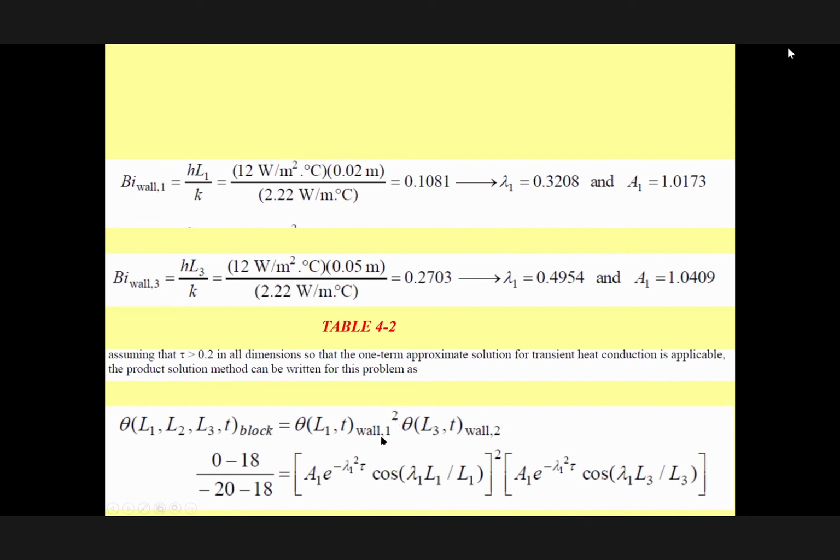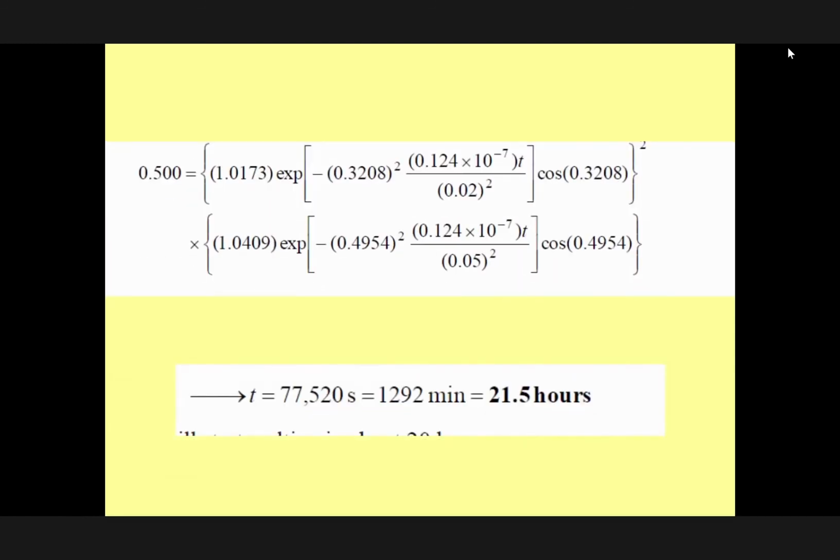Why did I make this one power 2 and this one power 1? It's because it's 3 dimension: 1, 2, 3. Two of the dimensions are the same, and the other one is 5 centimeters. Therefore, this represents one block, 4 by 4, and here 4 by 10. Okay. Therefore, we calculate here, we put the number, and we find the T here.